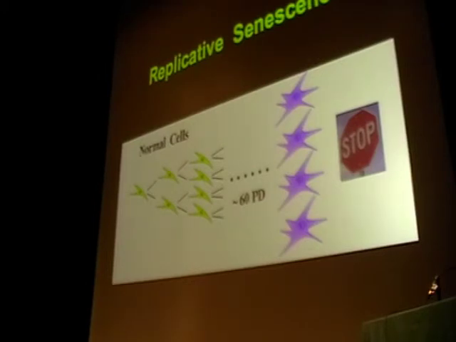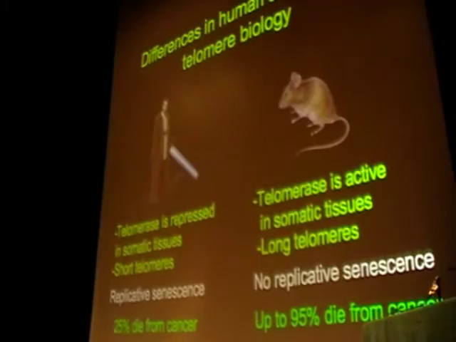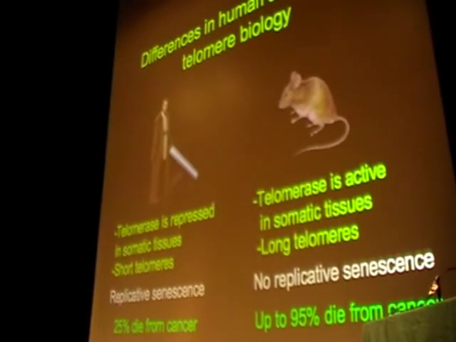And very early on, when replicative senescence was discovered in human cells, it was noticed that there is a dramatic difference between human and mouse telomere biology, and actually this sort of paradox was what attracted our attention in the first place when we started on this project. So if you compare human to a mouse in terms of telomere biology, in humans, as I already said, telomerase is repressed in most somatic tissues.